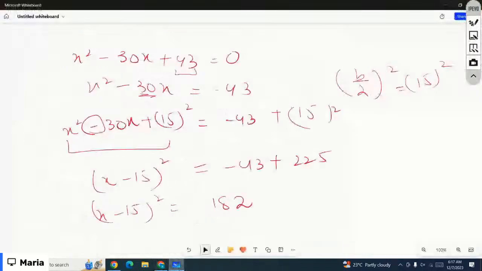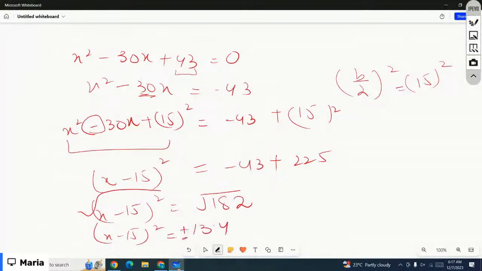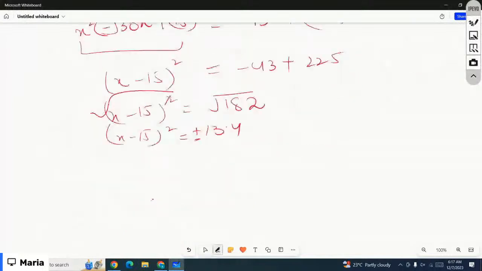Okay, now just square root both sides, right? Because here you have square, so square root both sides. So square root 182 equals 13.4 plus minus, right? Whenever you evaluate the square root, the square and square root cancel out and you are left with x minus 15.